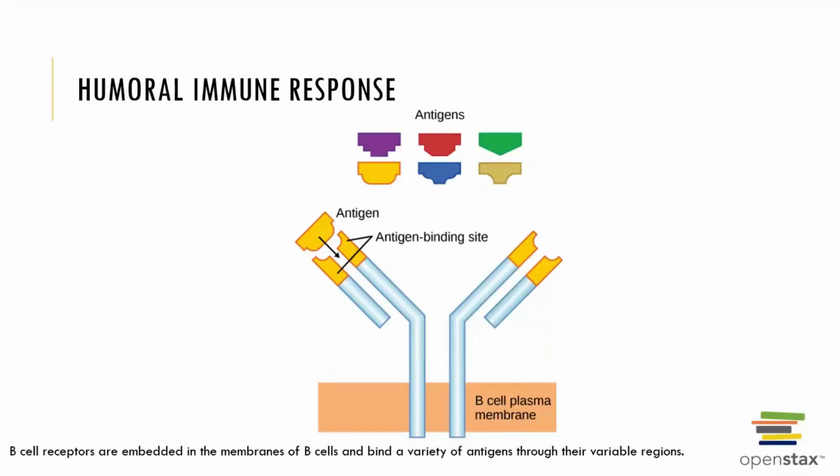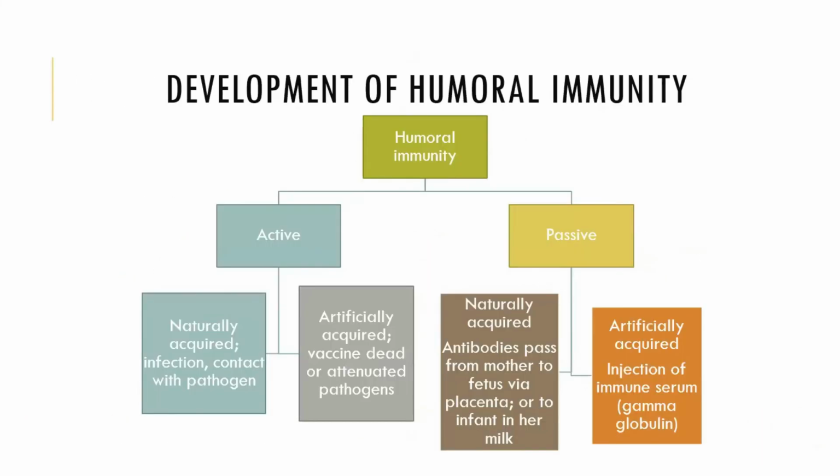So you're going to need to be familiar with the humoral immunity, which can be actively or passively developed. If it's an active development, basically a person makes their own antibodies, giving them long-term immunity. If it's passive, the antibodies are generated by someone or something else, which provides short-term immunity.